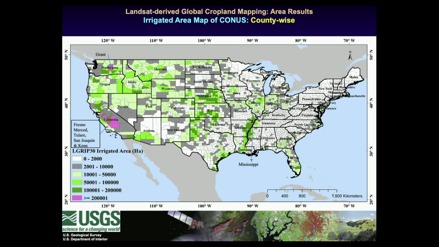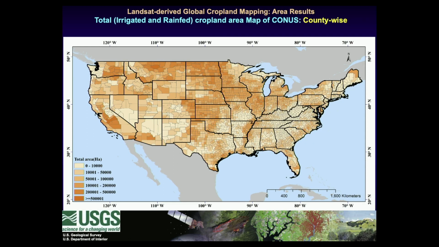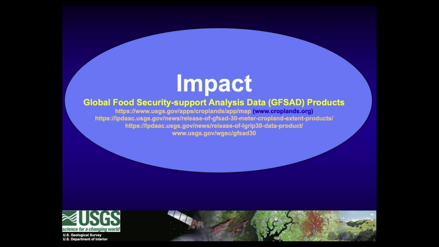And you can produce these kind of beautiful maps of the counties, for example, county-wise irrigated areas, and you can see all the green areas, and of course, this is the highest irrigated areas: California, Nebraska, Mississippi Valley. And the rain-fed areas, you can see where they are concentrated, mostly in the Midwest. And again, here this is county-wise cropland area as a total.